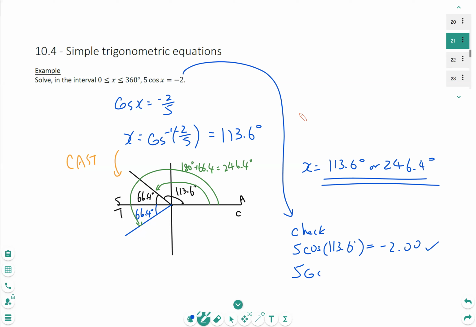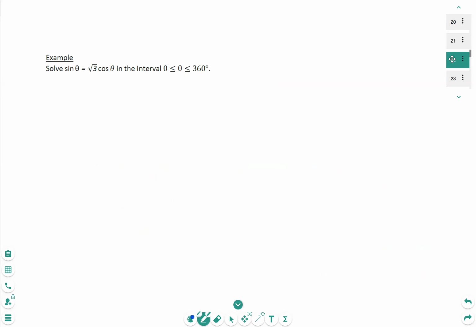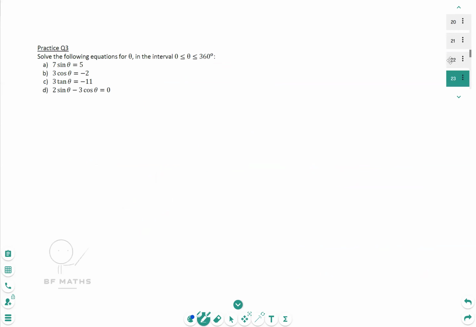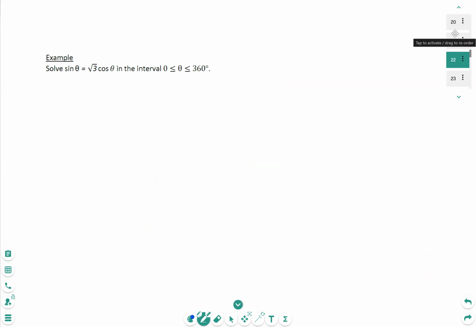Okay, do the same for 5 cos 246.4 degrees. 5 cos 246.4 is negative 2 as well. So I know it's correct. That's how you double check. Okay, if you're happy with this, then next one, I thought it would be a practice. Not yet. I'll do one more.